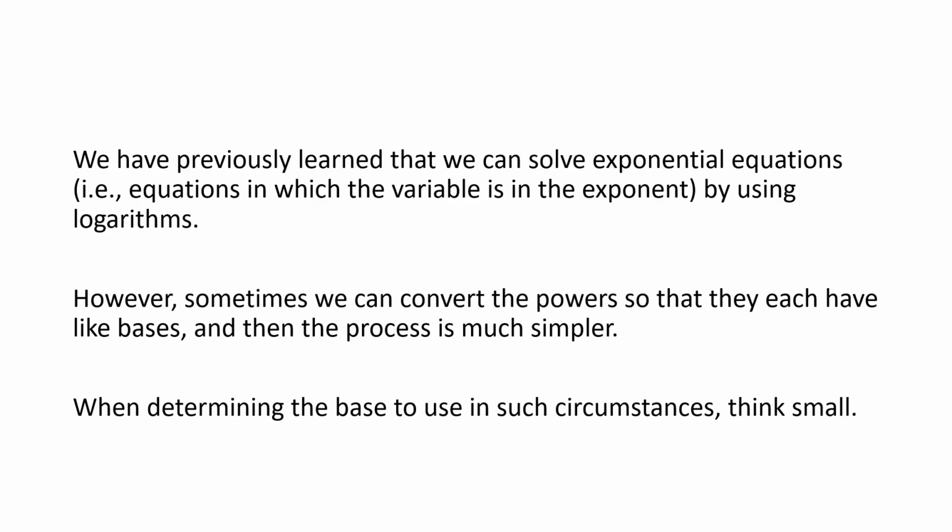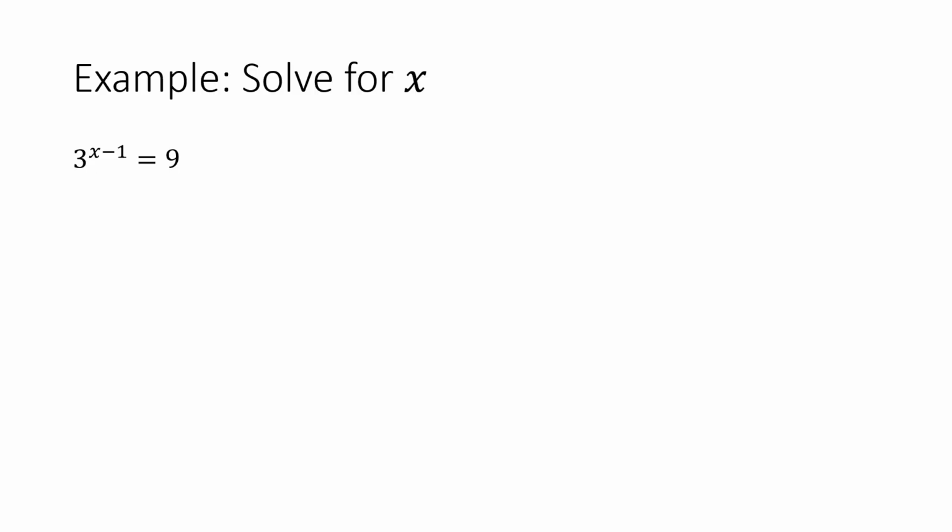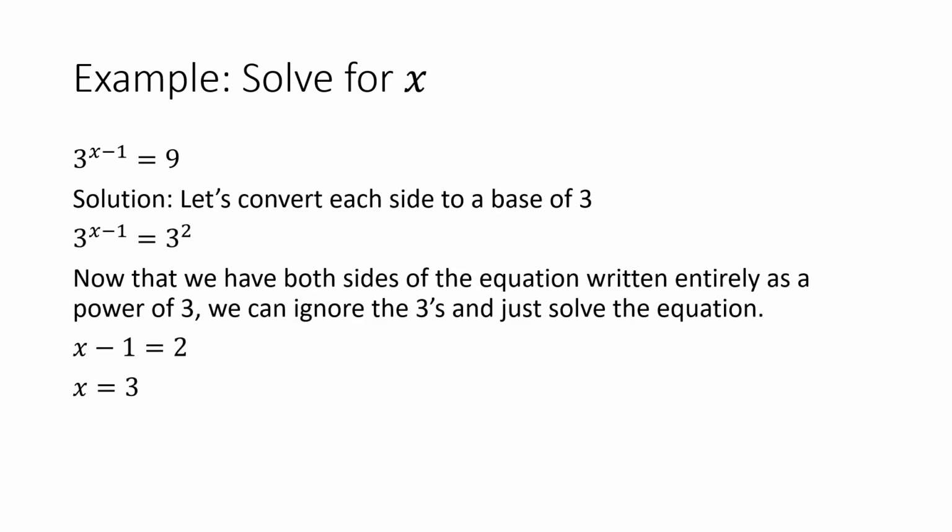Okay, so rather than use logarithms, we're going to see if we can work around that and not need to use them. So suppose we want to solve for x in the equation 3 to the exponent x minus 1 equals 9. What we're trying to do here is get every term in terms of the same base. And the clue said to think small. So the left-hand side is in terms of a base of 3. Let's see if we can make the right-hand side also in terms of a base of 3.